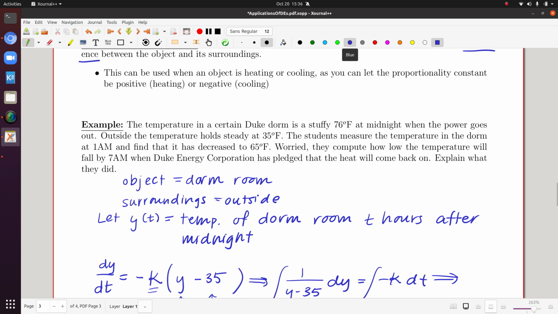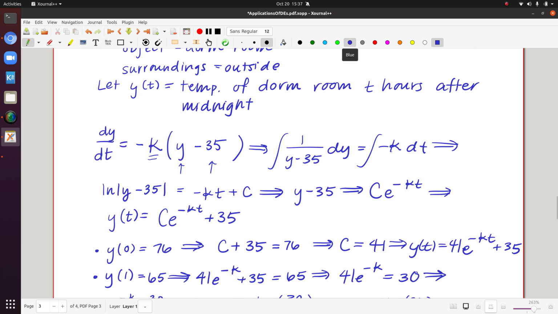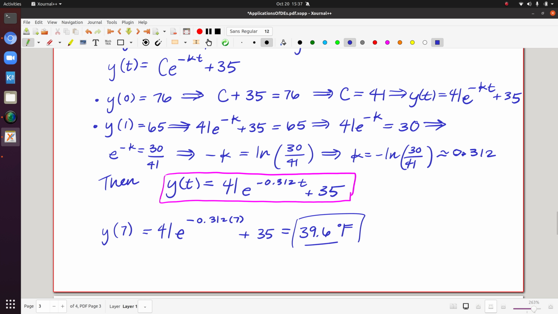So then to predict what the temperature would be at 7 a.m., all we would need to do is go back to this equation and replace t with 7 to reflect 7 hours after midnight. That would then give me 41e^(-0.312 times 7) plus 35. If I were to evaluate that in a calculator, that would give us roughly 39.6 degrees Fahrenheit. So it would end up being pretty cold from that.